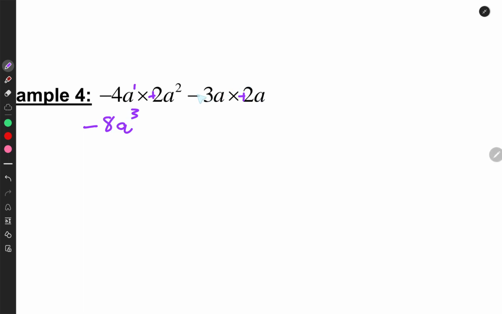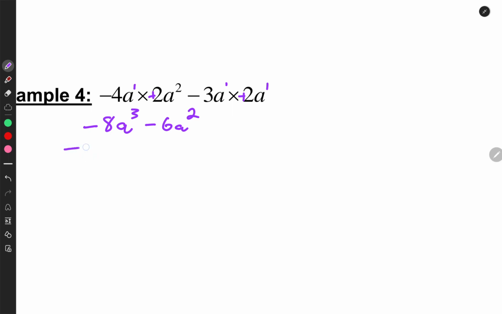Let's go to the second one here. I'm going to say negative, this negative that is there, negative times positive. Negative times positive, I know that has to give me negative. And then I'm going to say 3 times 2. 3 times 2 gives me 6, right? The a does not have an exponent, I put a 1. The a also does not have an exponent, I put a 1. So a to the power of 1 times a to the power of 1 gives me a to the power of 2.